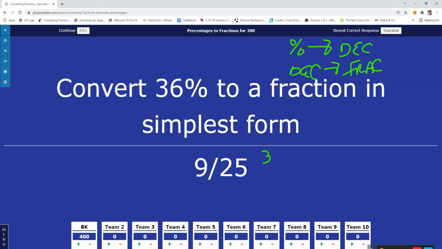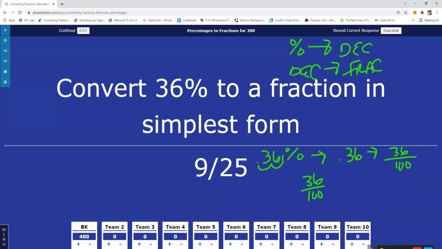All right, so if I have 36%, if I want to go to a decimal, I want to go 2 places to the left. So that's going to give me 0.36. Now I'm going to go from a decimal to a fraction. Because I have 2 values after the decimal, 36 is going to go over 100. From here, 36 over 100 has to be reduced down.